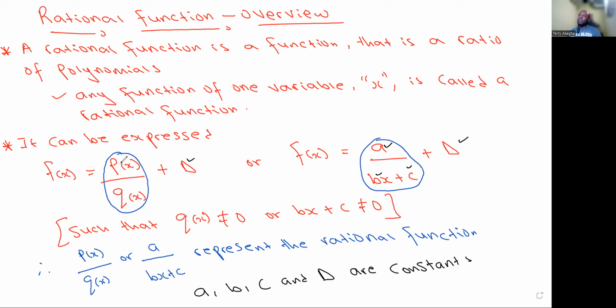So the ratio of two polynomials is a rational function. It can also be a ratio of a constant, because a constant technically could be said to be a polynomial, here x raised to the power of 0, sorry, divided by a linear function.